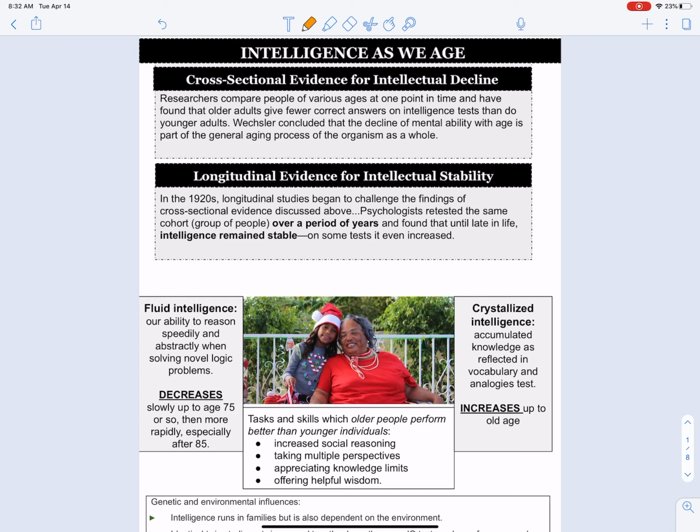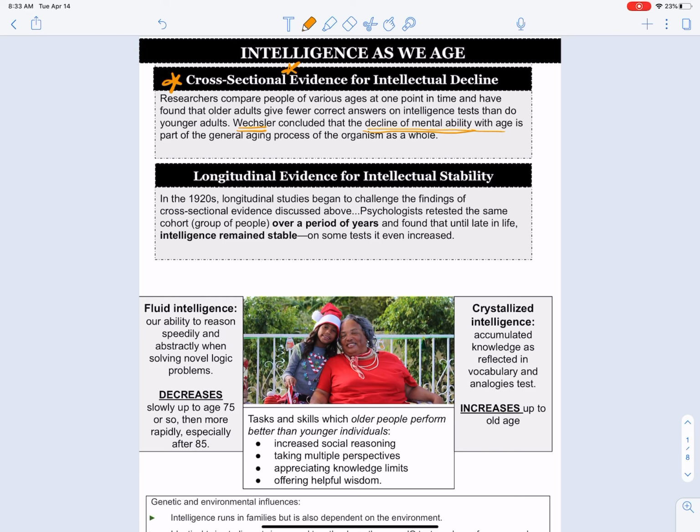Okay, so we have intelligence as we age. When you do cross-sectional research, you take people from various ages at one point in time. So like today, if I walked outside and pulled a 5-year-old, a 15-year-old, and a 50-year-old off the street and tested them all at the same time, that would be cross-sectional research. So then when you compare those people, you're comparing cross-sections of the population. And when Wechsler did this with intelligence testing, he found that the older adults gave fewer correct answers on the IQ tests. So what he concluded was that the decline of mental ability with age is just a natural part of aging.